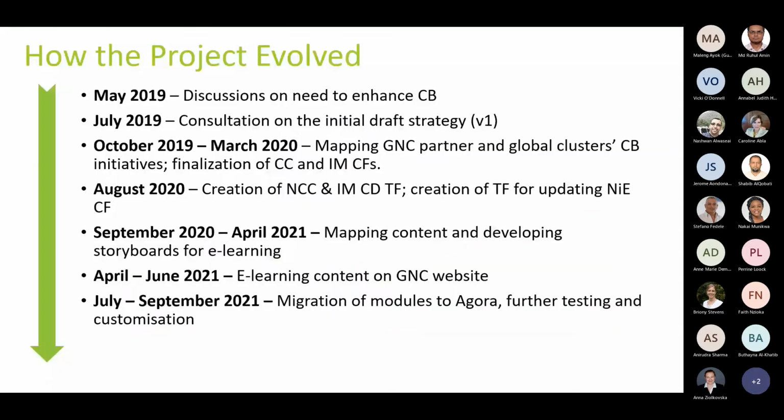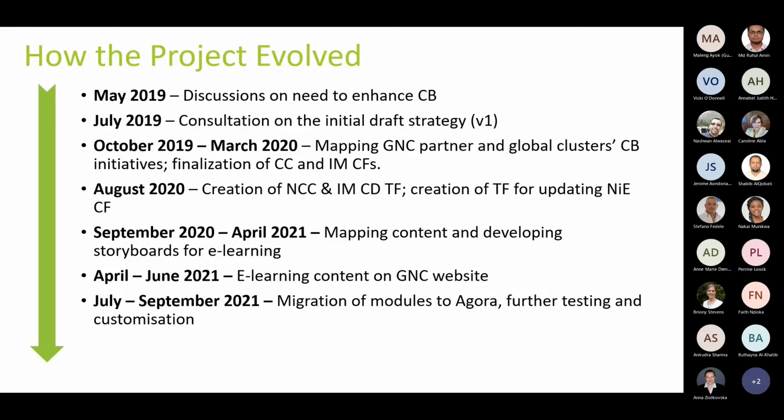So in terms of how the project evolved, this slide summarizes how the project evolved based on the needs that were highlighted in the previous slide. In May 2019, the initial discussions took place on the need to enhance capacity building within the sector. Then in July 2019, there was the first consultation on the initial draft strategy, the V1 strategy, during the GNC annual meeting, during the NCC and IMO session, as some of you may recall.